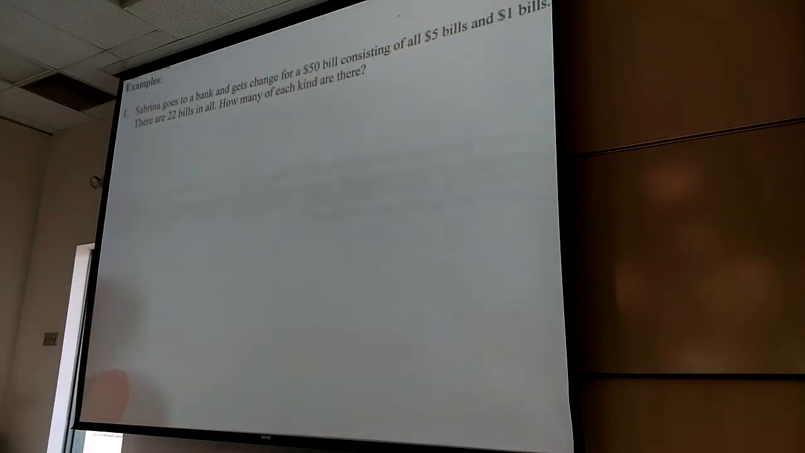All right. Page 86. Problem number 1 there about Sabrina, kind of bragging about her money. No witches. So try to do that problem there. Try to set that up and solve it.